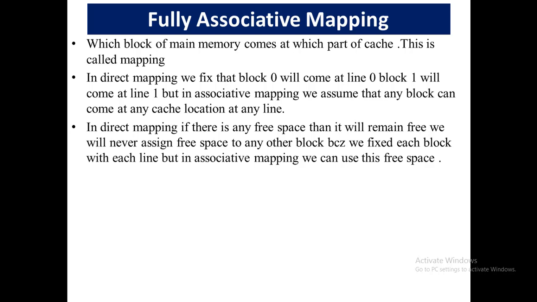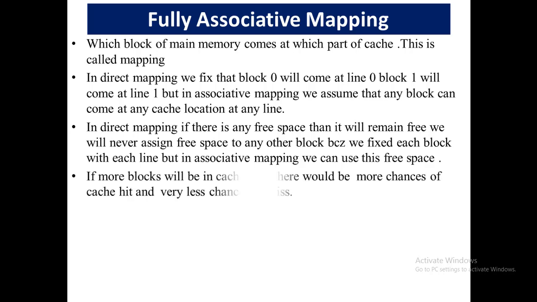In direct mapping, if there is any free space, then it will remain free. We will never assign free space to any other block because we fixed each block with each line. While in fully associative mapping, we can use this free space freely. If we find any free space, then we will put that frame into that specific place. There is no such restriction of use in fully associative mapping. If more blocks are in cache, then there would be more chances of cache hit and very few chances of miss.